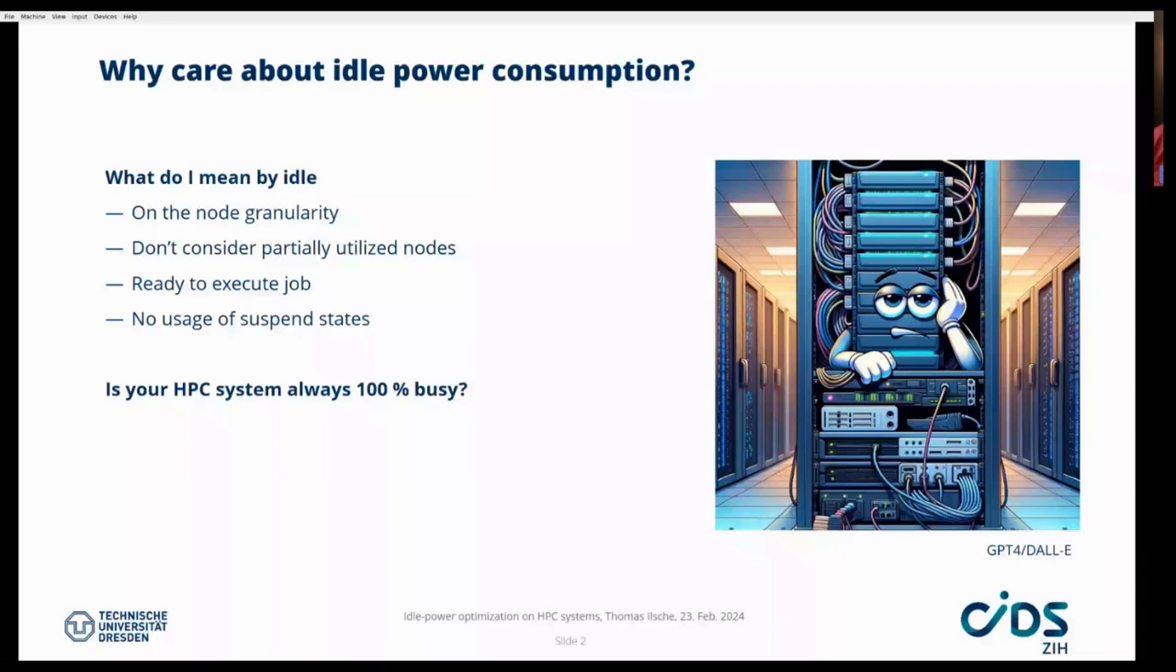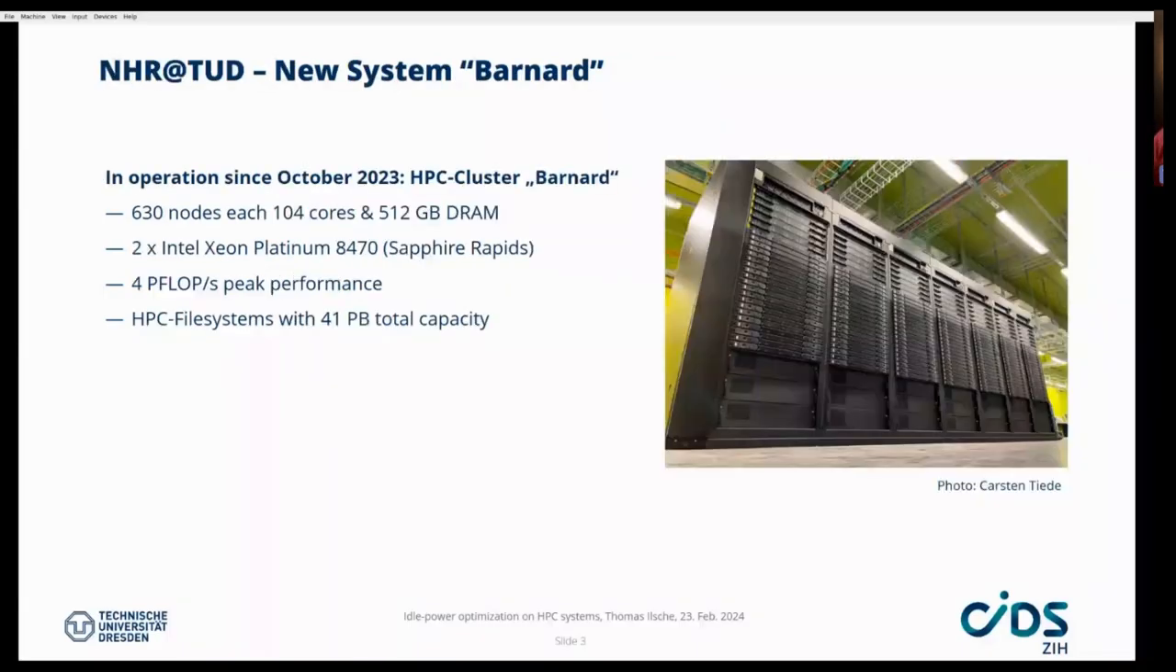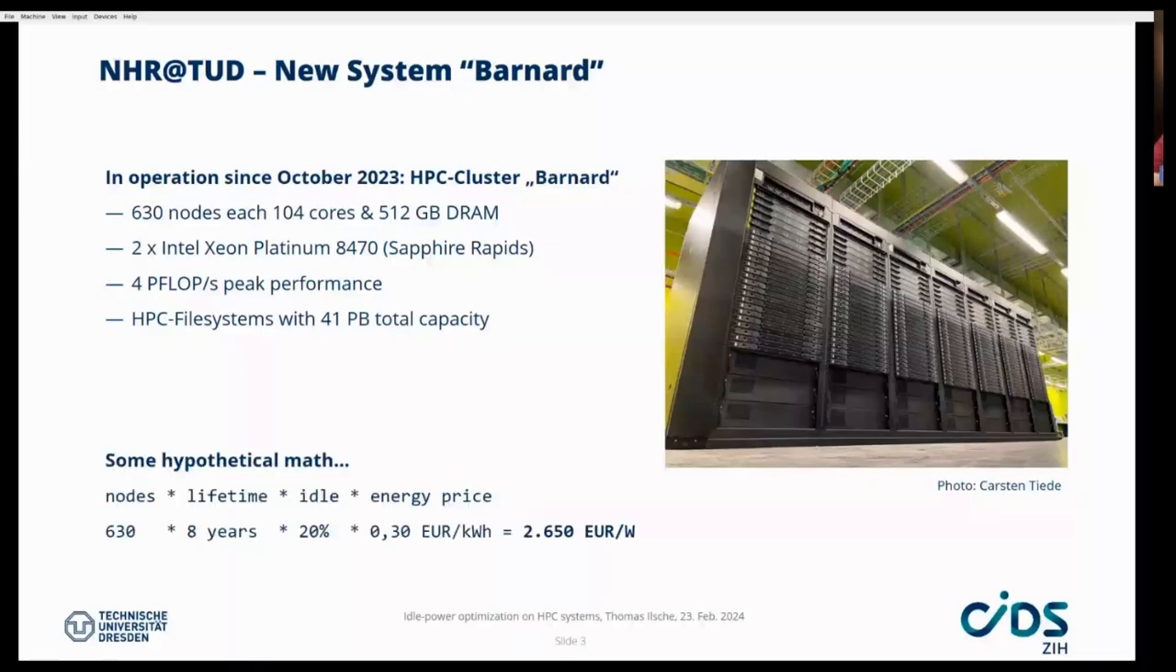Now let's go to the system that we are observing here. This is ZIH's system Barnard, which has been in operation since October last year. It is a mid-sized system, I would say, with 630 CPU-only nodes, dual socket Intel Sapphire Rapids nodes, with about 4 petaflops peak performance and file systems. But the interesting aspect here is what happens if this system is idling.